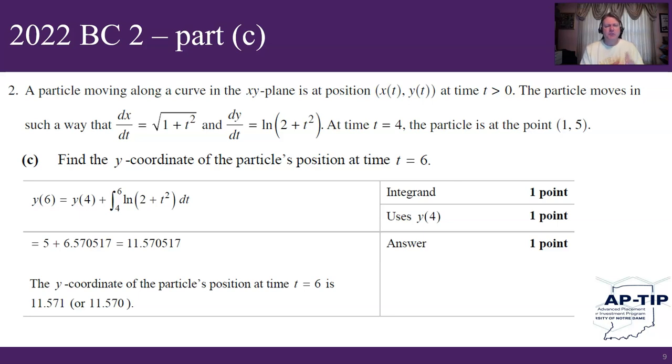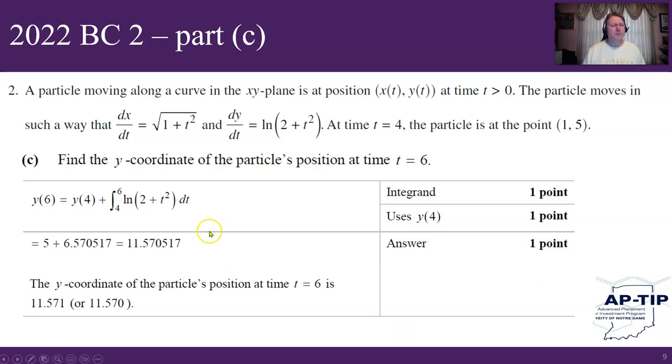And then we would just accumulate a little bit more position change there by way of the definite integral of the dy/dt expression with respect to t from the lower limit of 4 to the upper limit of 6. From this point on, a lot of calculator intervention is going to slip into the problem. But you'll notice that the first point is going to be awarded for just the integrand. We'll get to that a little more specifically in a moment.